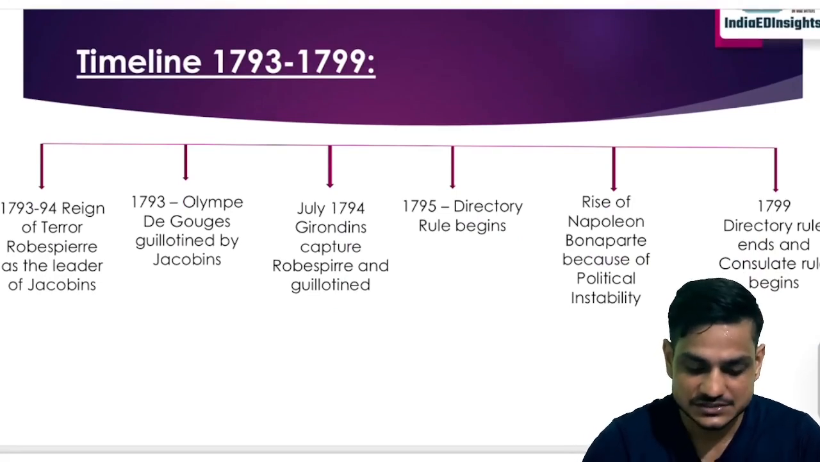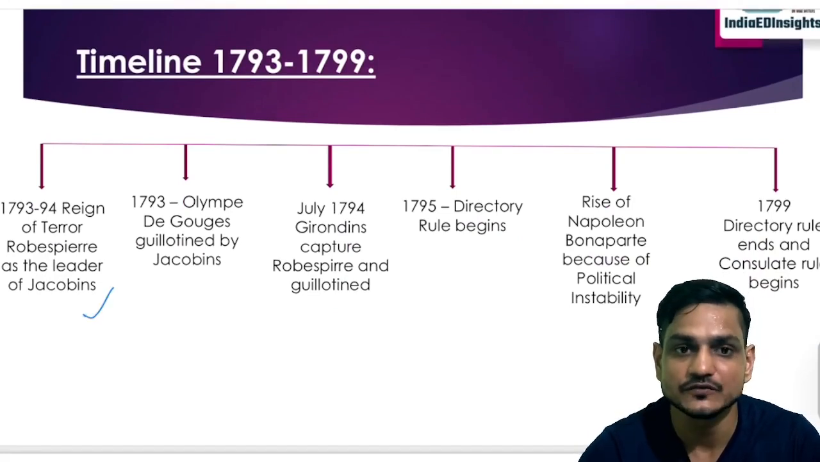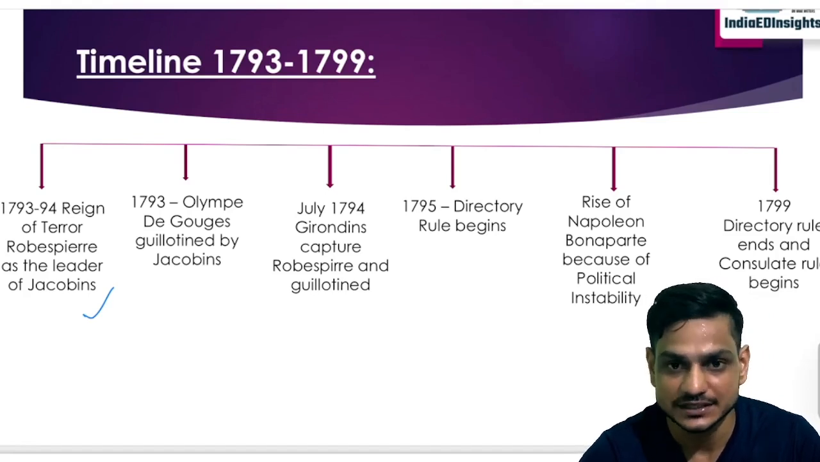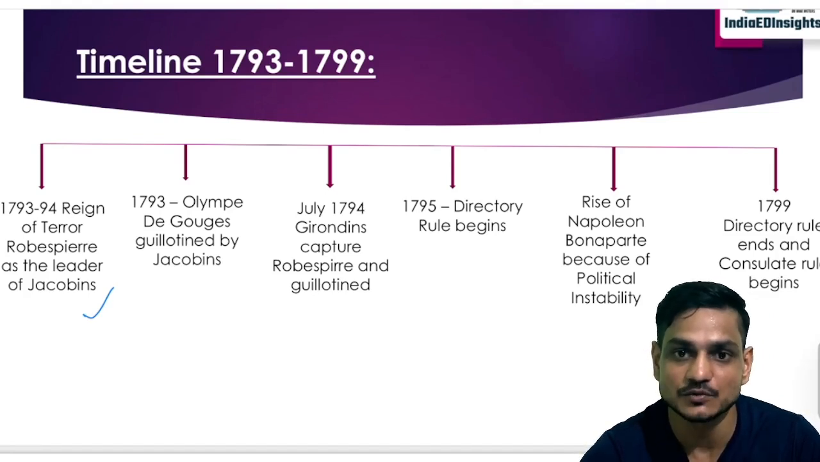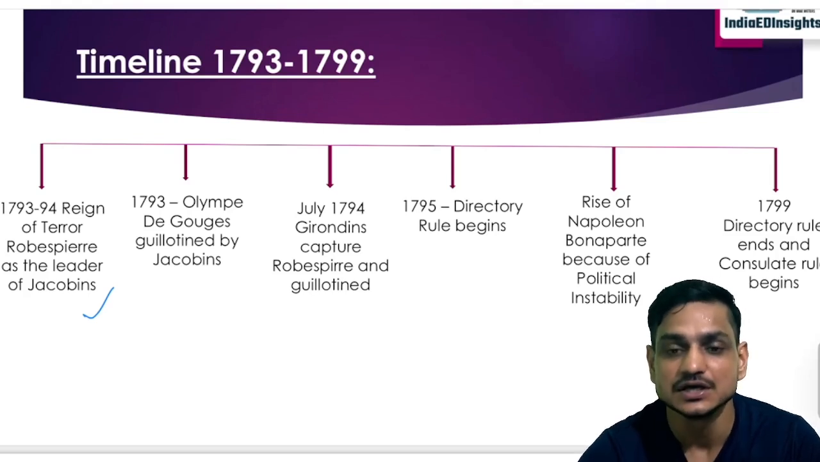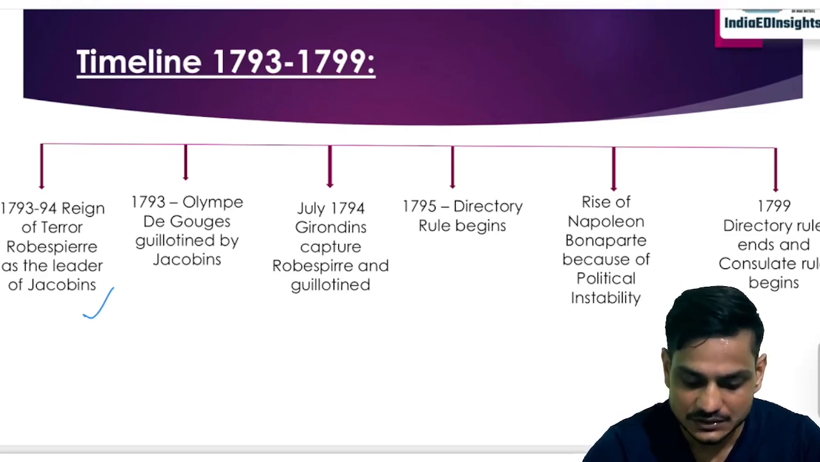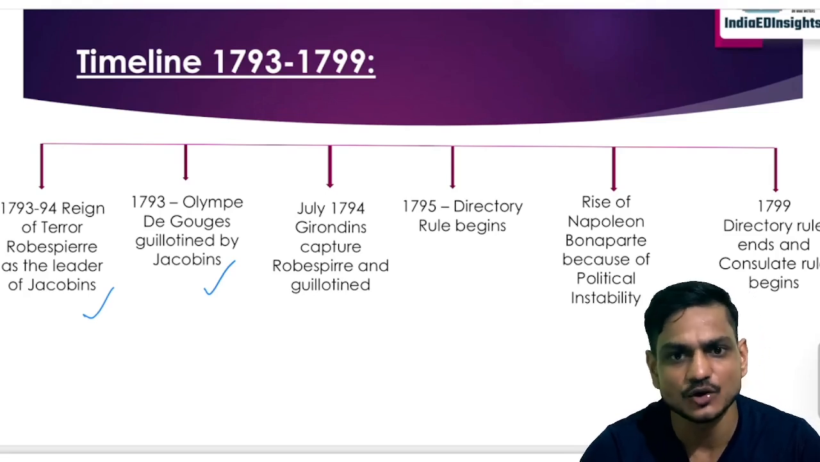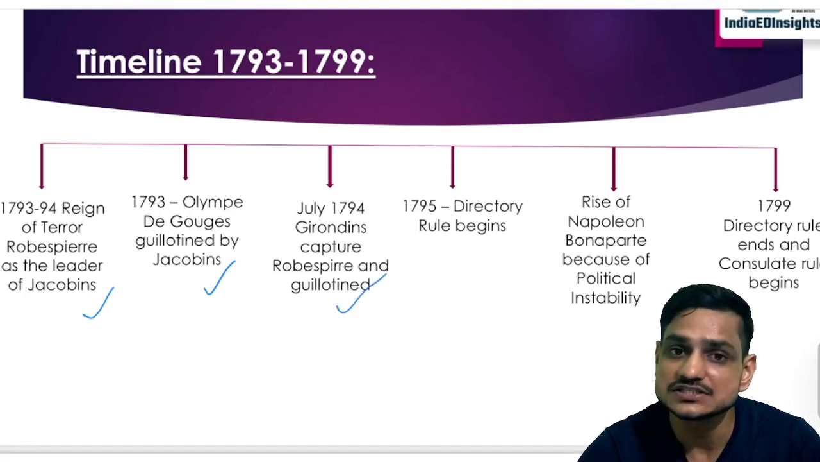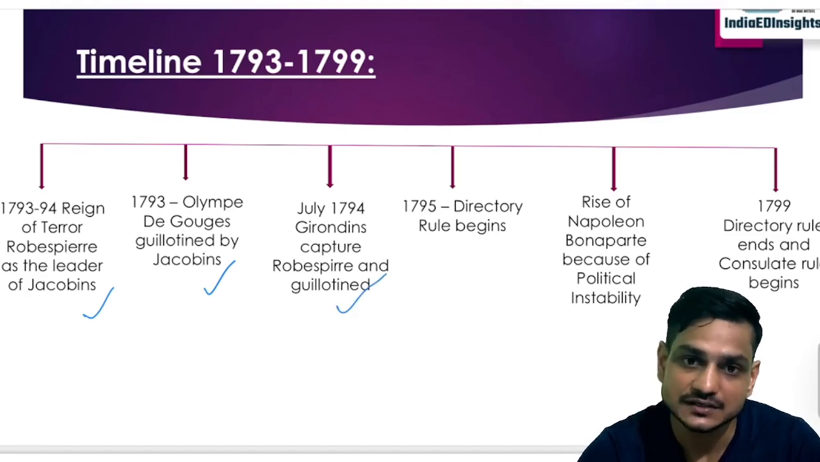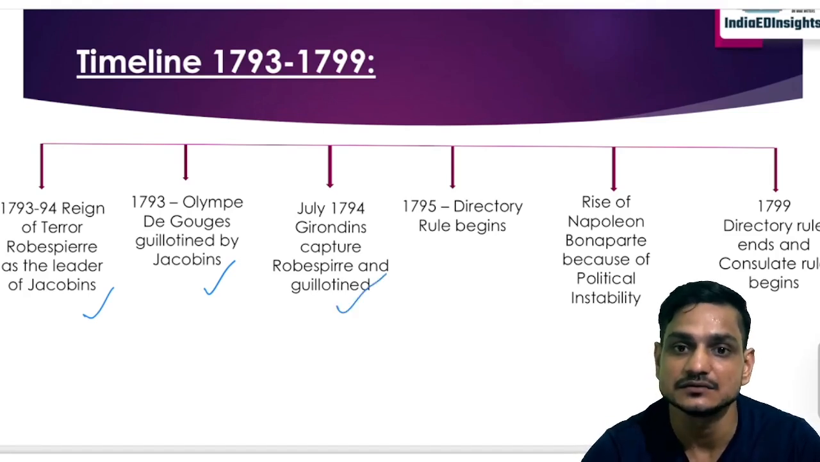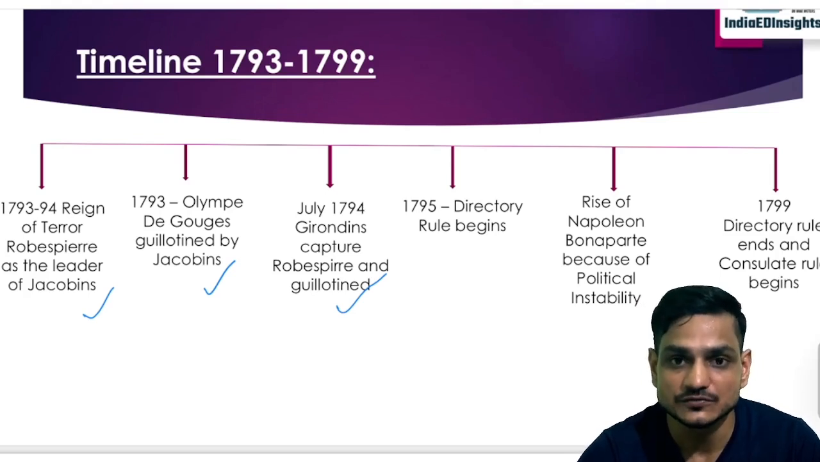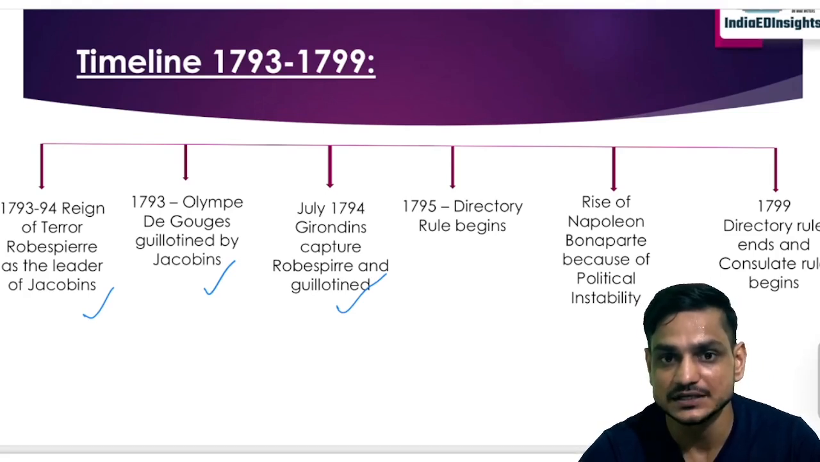In this, first we will discuss the Reign of Terror. The Reign of Terror is the period when Maximilien Robespierre led the government. Robespierre was the head of the Jacobins and the Jacobins ruled the government. Then in 1793 itself, Olympe de Gouges was guillotined by the Jacobins, and a lot of persons were guillotined by Robespierre.